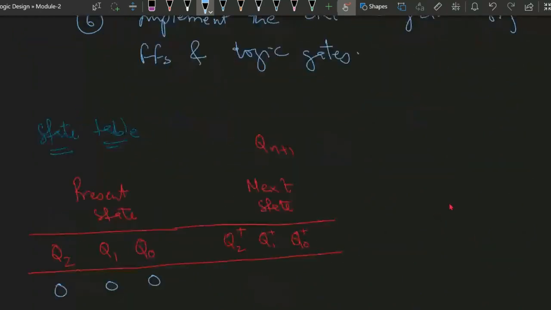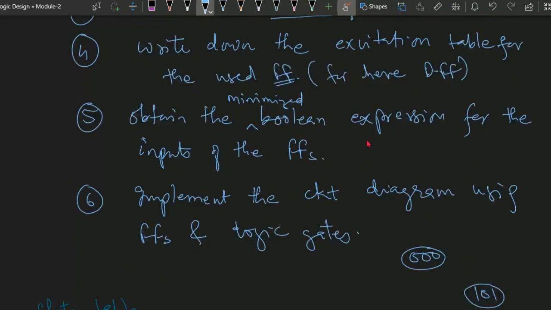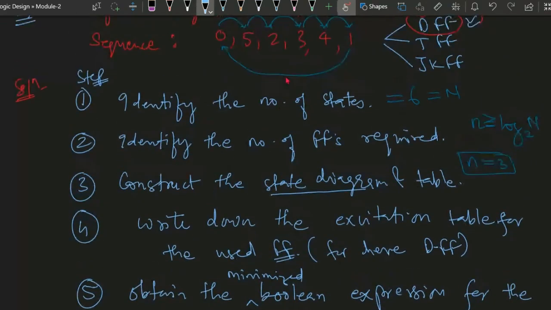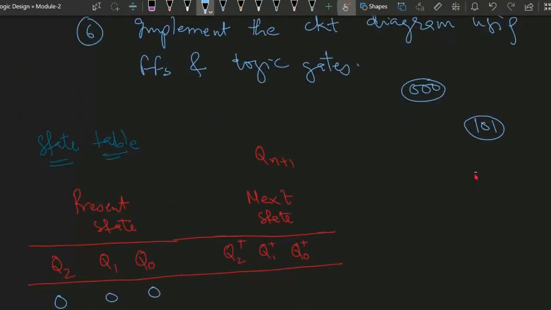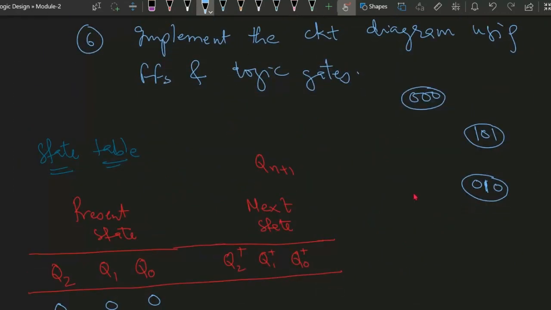So what is the state diagram? The states are 0, then 5. So 5 is 1 0 1. After 5, the next state is 2. So 0 1 0 is the 2. After 2, it is 3, and 4, and 1. Just 3, then 4, and then 1.